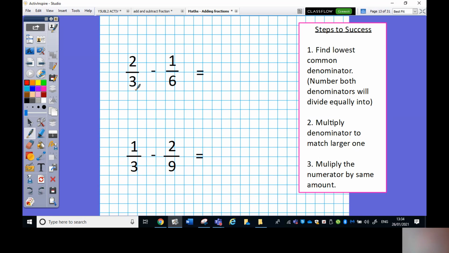Now let's take a look at these. We are going to subtract these, but we still need to do the same thing. We still need to find the equivalent fraction with the same denominator. So you tell me and I'll write it down. Good. What's your lowest denominator? Good. Number 2.